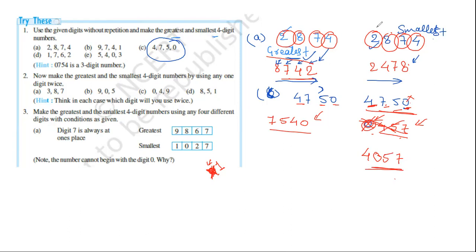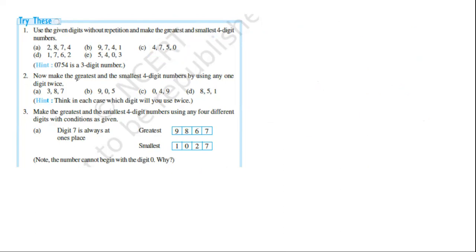Okay. So here the second question. The second question is saying: take the greatest and the smallest 4-digit number by using any one digit twice. Any one digit twice. Okay. So he is actually increasing the difficulty level. What does he say? He's saying any digit you can make use of twice.